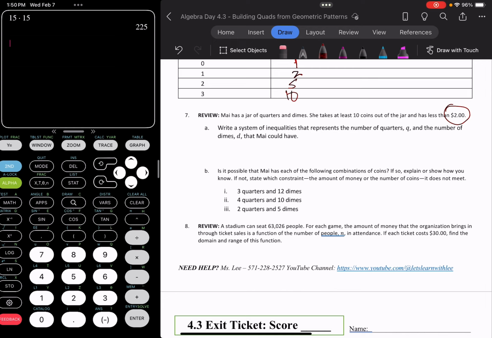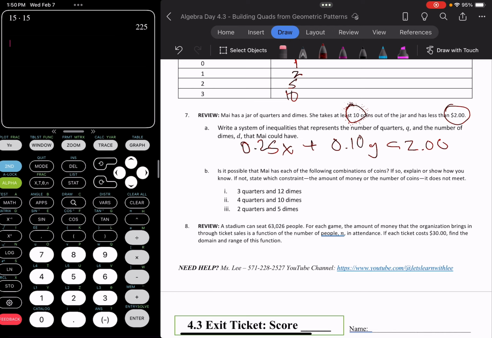So this is an inequality situation, and it's practicing the inequalities that we are going to consider. So we're considering dimes and quarters, right? So we're considering 0.25x plus 0.10y, right? Quarters and a number of dimes. And then that is going to be less than $2.